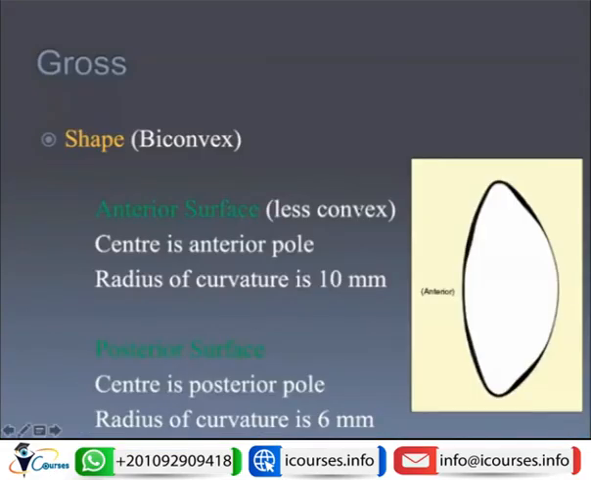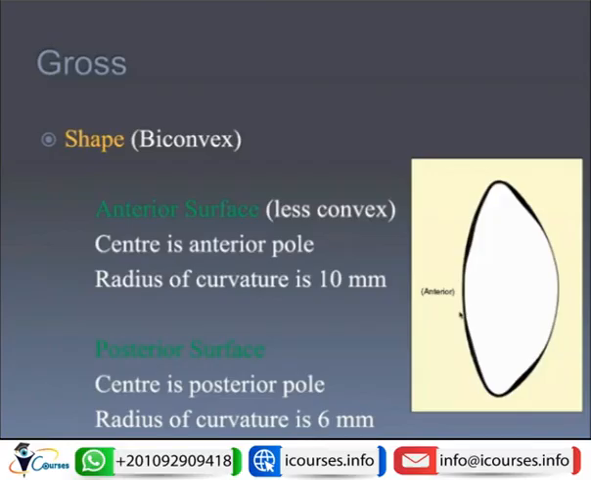The shape of this lens is biconvex, as its name suggests. So it is lenticular in shape, having a biconvex structure, which is different from the cornea, which has a convex anterior surface and a concave posterior surface. But the difference between the anterior surface and posterior surface is that the anterior surface is less convex.